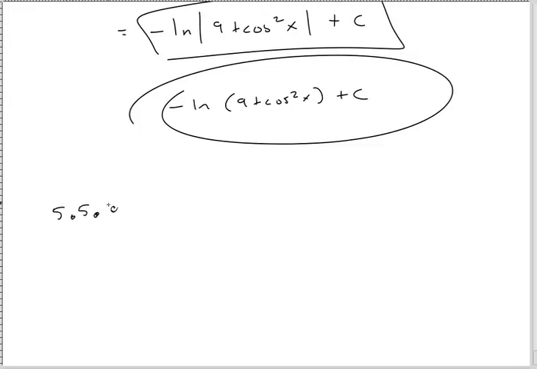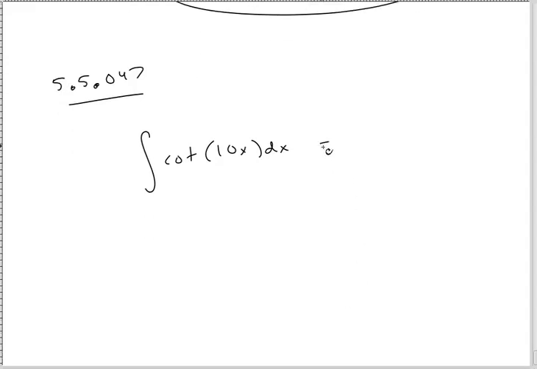So, 55047. I've got integral of cotangent of 10x dx. I mean, this is like so classic right here. Come on. Figure it out. Is there a formula for this? Gosh, there must be a formula for this guy. Kinda.